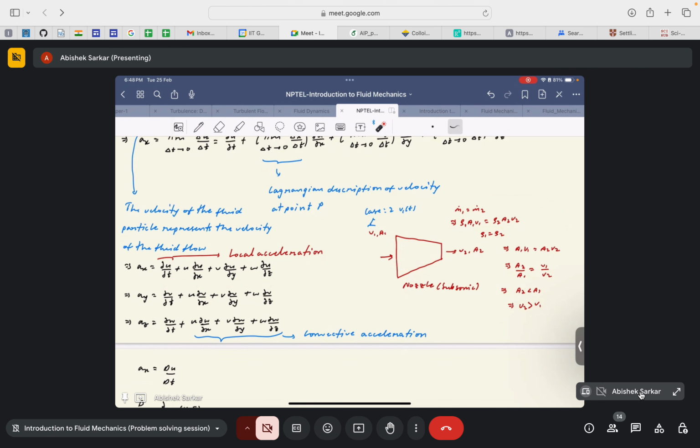And that's why, when considering these kinds of systems, where our control system in this case would be the inner area of the nozzle itself, the velocity, as well as the acceleration, or all the fluid properties, are functions of space as well as time.